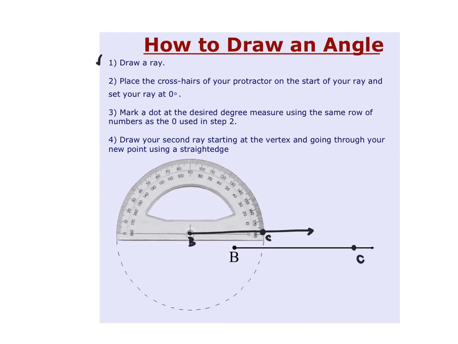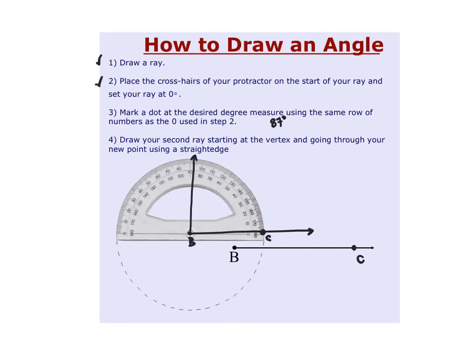Mark a dot at the desired measure using the same row of numbers used in step 2. So let's say I want an 87 degree angle. Well, I would measure out 87 degrees on the inner portion, 87, so that would be right about here. I'd put a dot at 87, and then I'd connect.